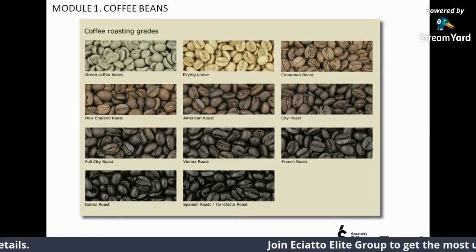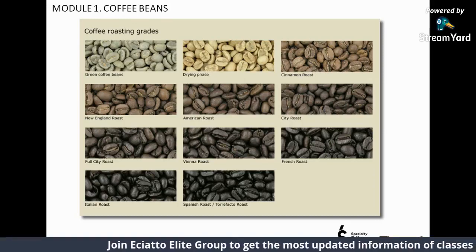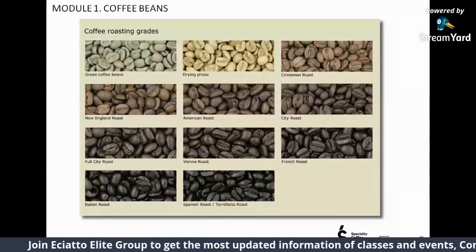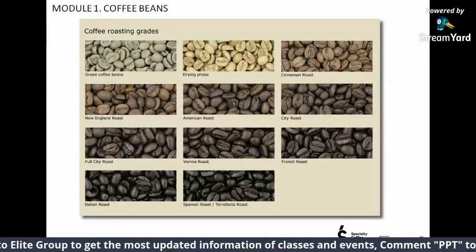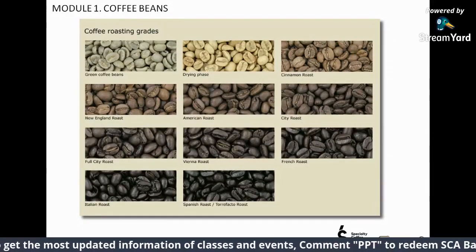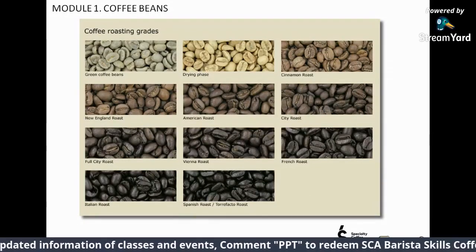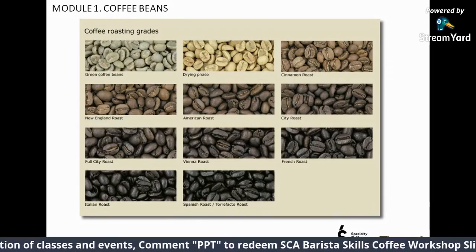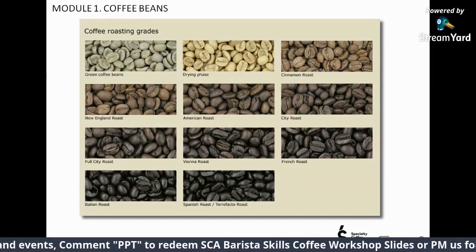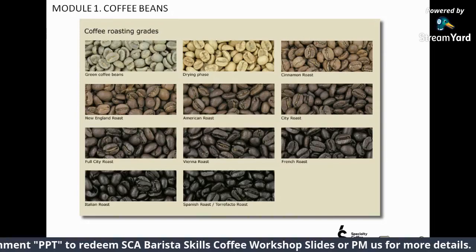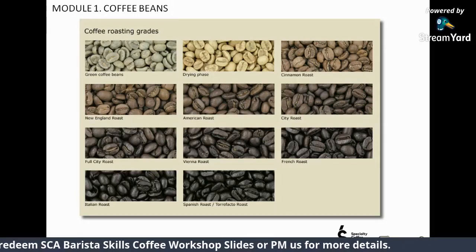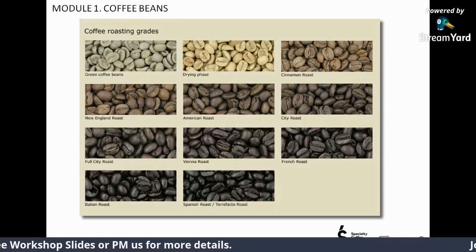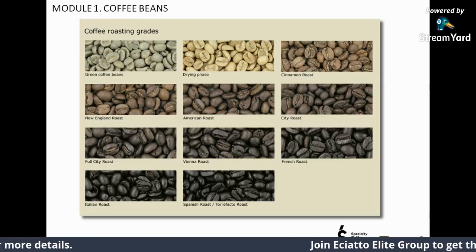Based on the picture that you can see, we start from green coffee, then go to the drying phase. Then we have cinnamon roast, New England roast, American roast, city roast, full city roast, Vienna roast, French roast, Italian roast, and Spanish roast. You can cut it into, for example, three to four parts. You start on light, then go to medium, then medium to dark, until the last is burnt.